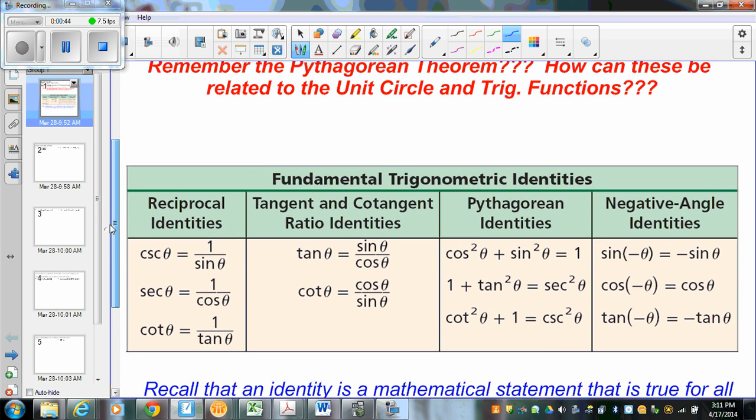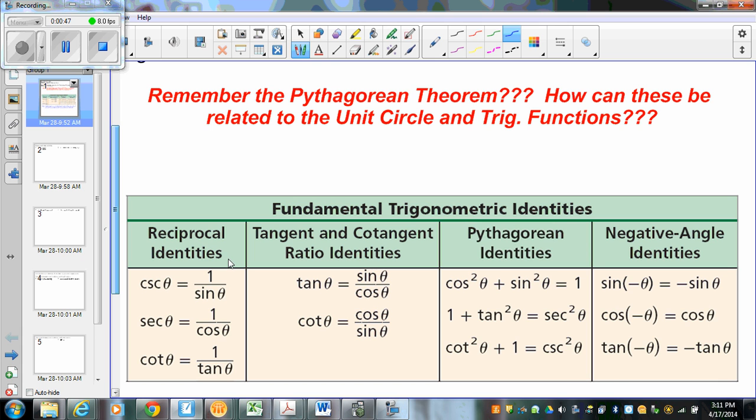These are your fundamental trig identities, starting with the reciprocal identities, which we're all familiar with. Cosecant of theta is equal to 1 over sine theta. Secant of theta is equal to 1 over cosine theta, and cotangent is equal to 1 over tangent of theta. These two we talked about in Unit 17 when we were starting to talk about the unit circle. Hopefully we realized that tangent of theta is equal to sine of theta over cosine of theta, and cotangent of theta is equal to cosine over sine. So tangent is sine over cosine, cotangent is cosine over sine.